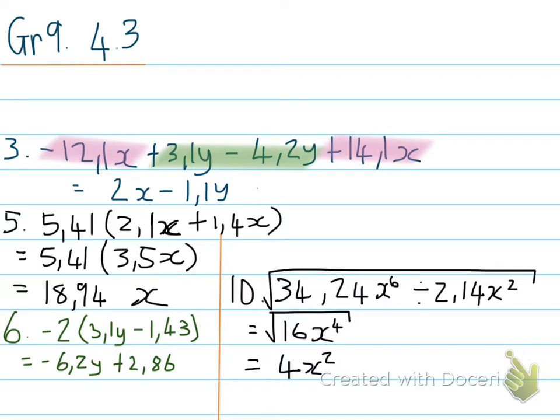is the square root of that long thing. So first divide under the square root. So 34,24 divided by 2,14 gives me 16.